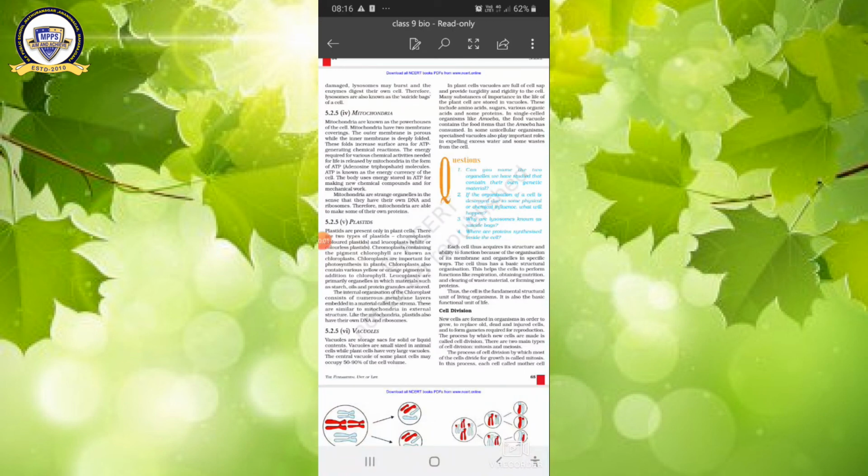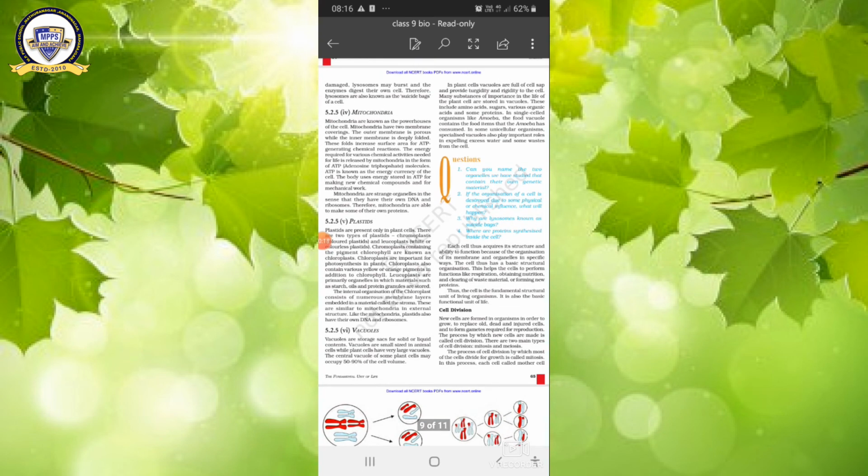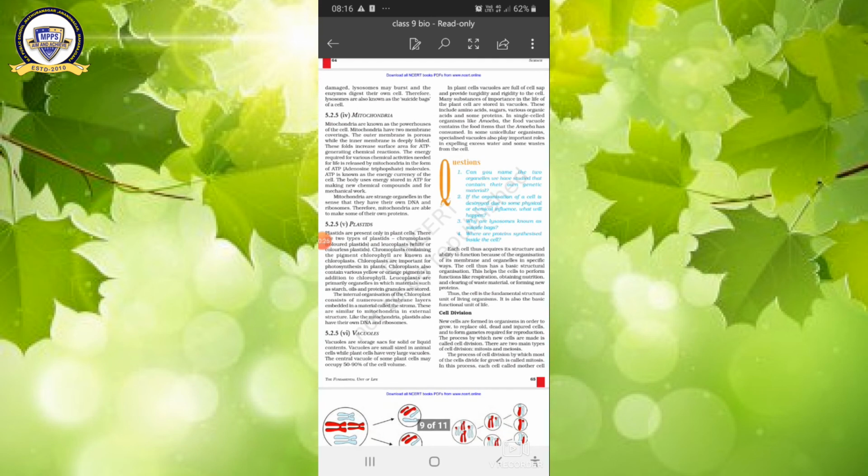And next, most important cell organelles of the plant and animal cell are mitochondria. Mitochondria are known as the powerhouse of the cell. Mitochondria have two membrane coverings. The outer membrane is porous while the inner membrane is deeply folded. These folds increase surface area for ATP generating chemical reactions.